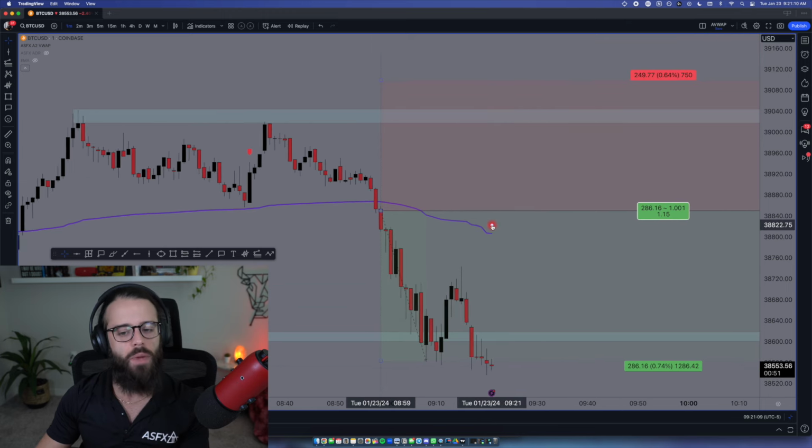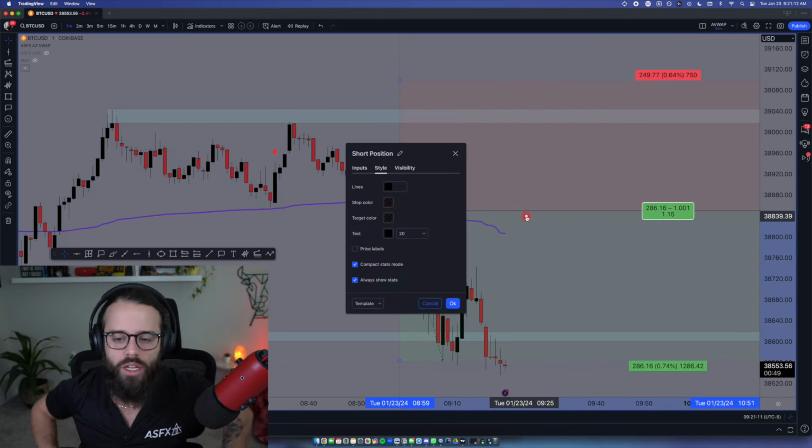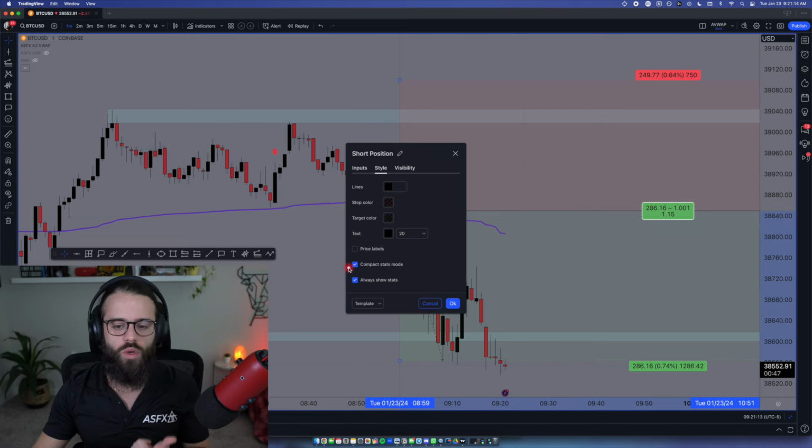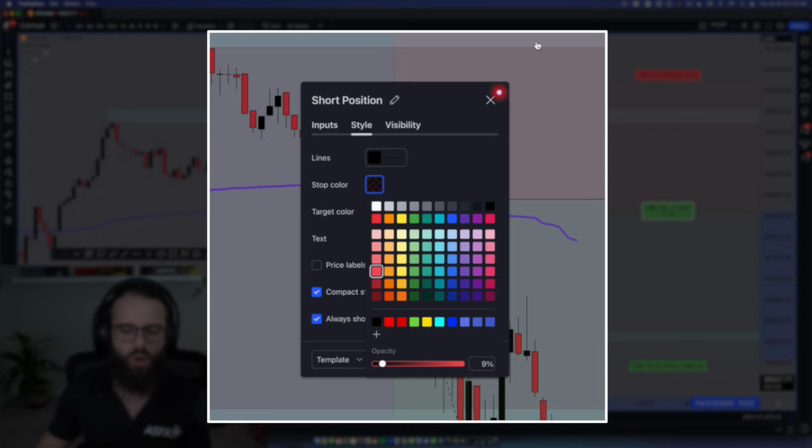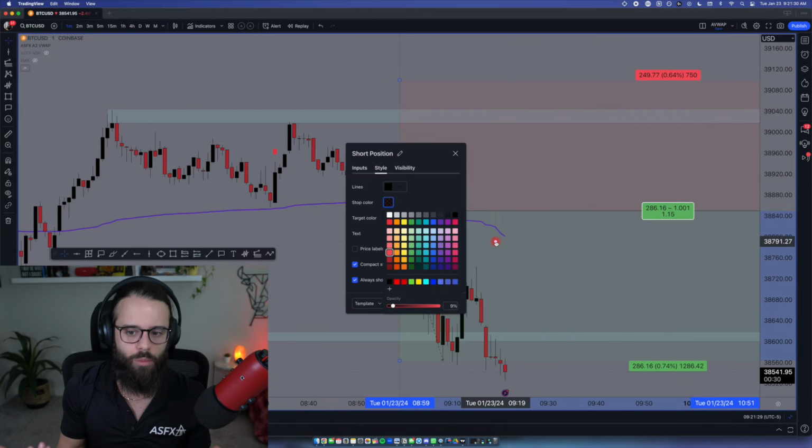So you can see how my charts look really nice. If we double click the short tool, first thing I would do is make sure that you have always checked off the always show stats and the compact stats mode. You don't need price labels checked off because then it just gets crazy on the right side of your screen. Text size, you can determine that for yourself, but I turn the opacity down on the red and the green just so it's not overbearing.